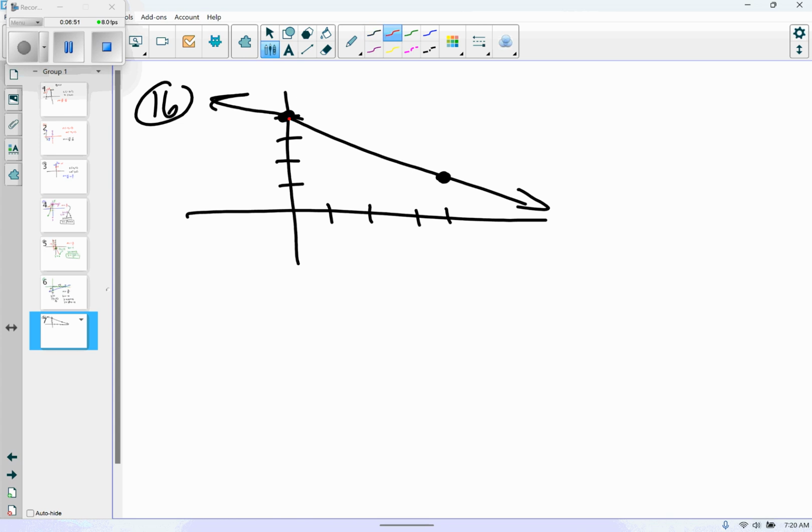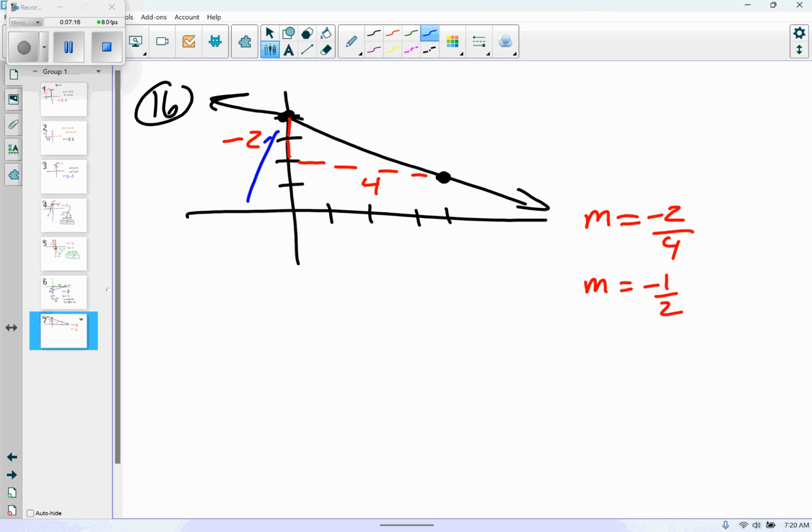I'm going to go down 1, 2, and then right 1, 2, 3, 4. So I went down 2, right 4. So my slope is going to be -2 over 4. You can leave it as 2 over 4, or you can try and reduce it, which it would be 1/2. It doesn't matter really when you're dealing with slope if you reduce or not.